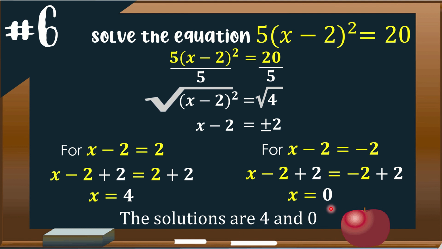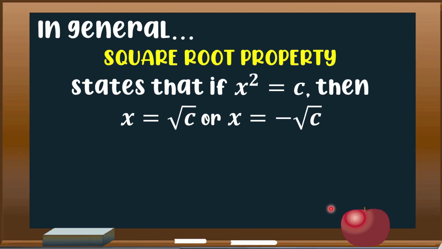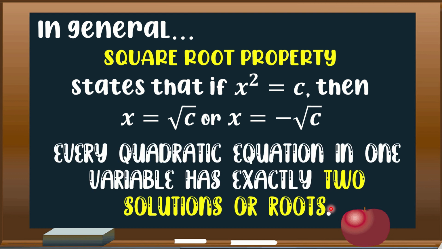To check kung tama ang sagot nyo, pwede kayong gumawa ng checking kapareho na ginawa natin sa example number 1 and number 2. In general, square root property states that if x squared is equal to c, then x is equal to square root of c, or x is equal to negative square root of c. And every quadratic equation in one variable has exactly two solutions or roots. So, kagaya ng ginawa natin kanina, laging dalawa yung solution ni quadratic equation.